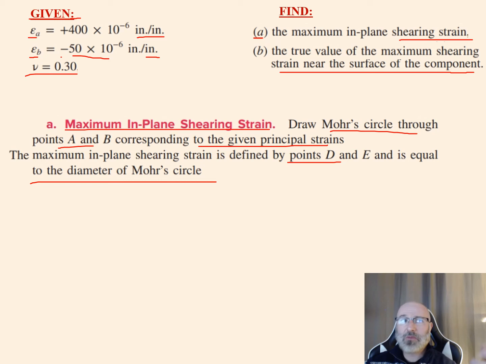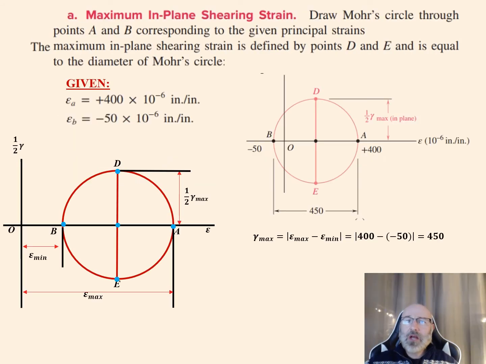So let's proceed with part A and draw out our Mohr's circle. Let's take a look at part A of our problem. It asks us to solve for our maximum in-plane shearing strain. We discussed our procedure for analysis and decided that we're going to use Mohr's circle in order to do this. So we're going to draw a Mohr's circle through our points A and B. These points A and B are going to correspond with the given principal strains.